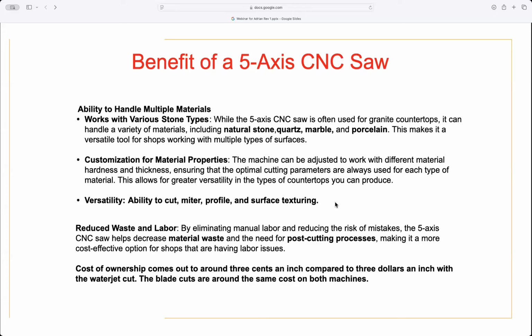And then you've got the cost of ownership. At the bottom here, it says 3 cents an inch compared to $3 an inch with water jet cutting. That's just on your radius cuts and sink cutouts. So for those particular cutouts, that's a 100 times difference, right? It's a lot more money. Yeah, I think so. That's interesting.